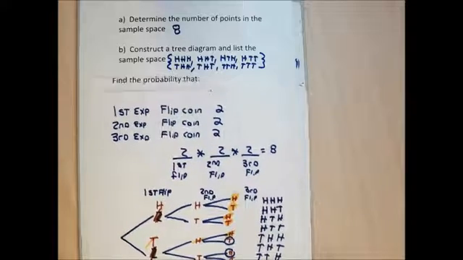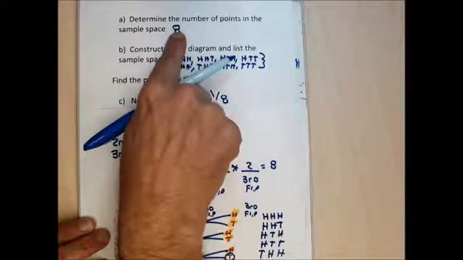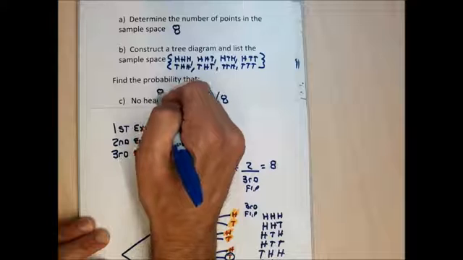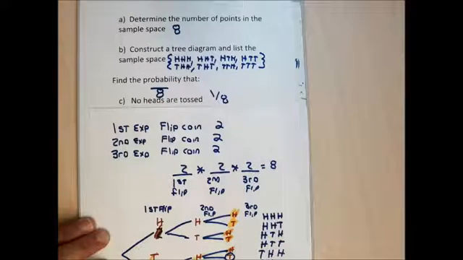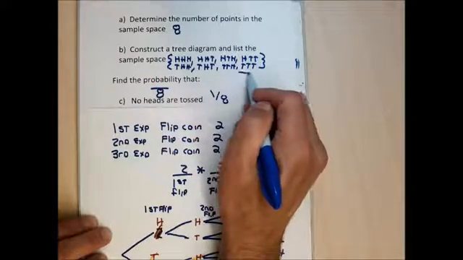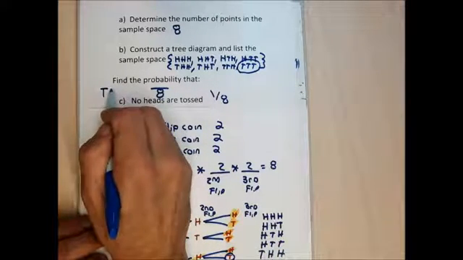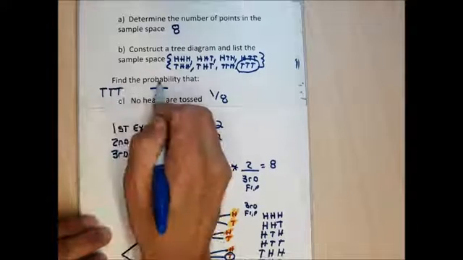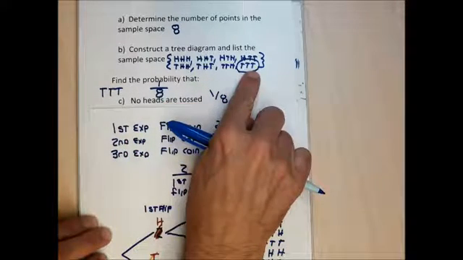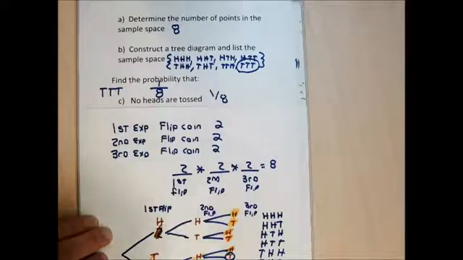Now let me start answering the probability questions. Find the probability no heads is tossed. Immediately I know there's going to be an 8 in the denominator of my fraction because there's 8 items in the sample space. The numerator needs to be any element in the sample space that has no heads, and the only element in the sample space that has no heads is the one that has all tails. So the numerator for this probability is 1 because there's 1 item in the sample space that has no heads. The denominator is 8 because there's 8 elements in my sample space.